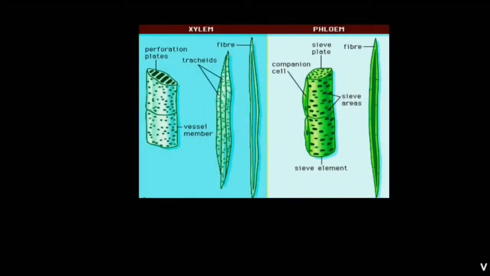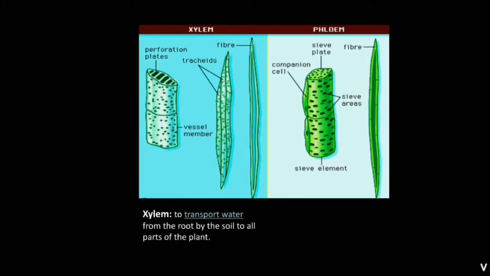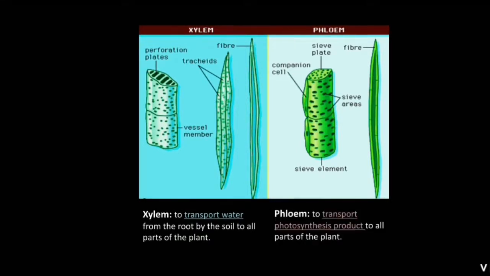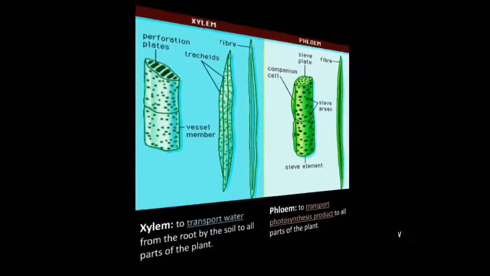And then there are xylem and phloem. The function of xylem is to transport water from the root in the soil to the parts of the plant, and phloem transports photosynthesized products to all parts of the plant.